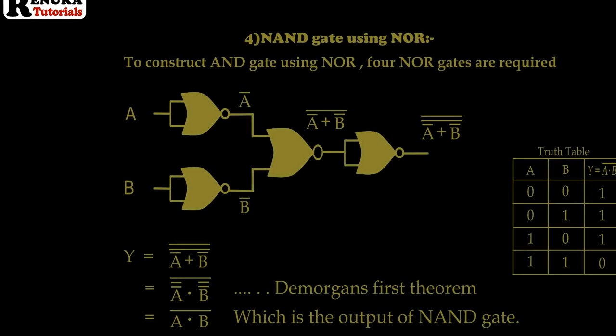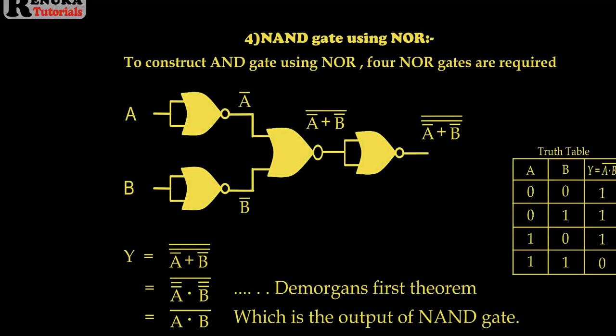Similarly, we can construct a NAND gate using NOR gates. We have just constructed an AND gate using NOR gates. What we have to do is take the same construction for the AND gate, and the AND gate's output is complemented using a NOR gate as a NOT gate. So at the output we will get (a dot b) whole complement.